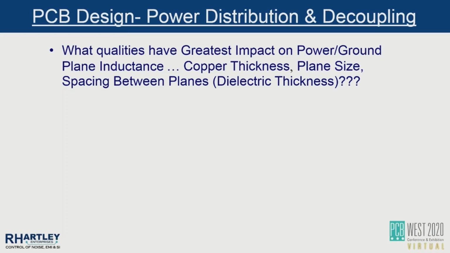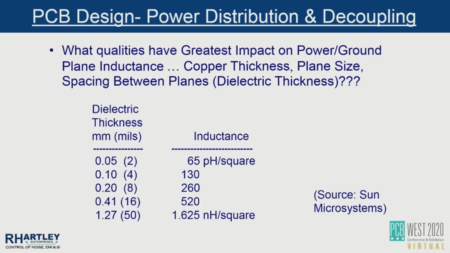At high frequencies, skin effect takes over, and at high frequencies and high current, the copper of the plane, anything beyond half-ounce copper, is probably of no value. Anyway, so what matters most? It's dielectric thickness. This shows examples of dielectric thickness.